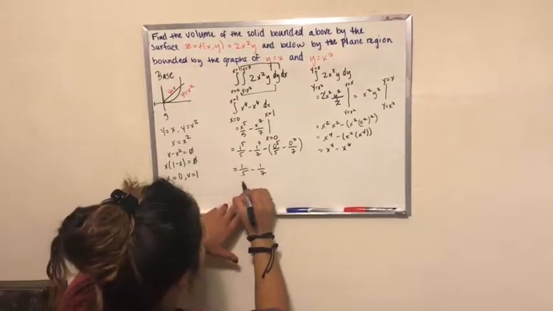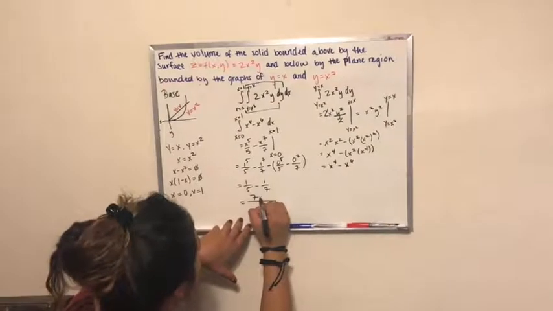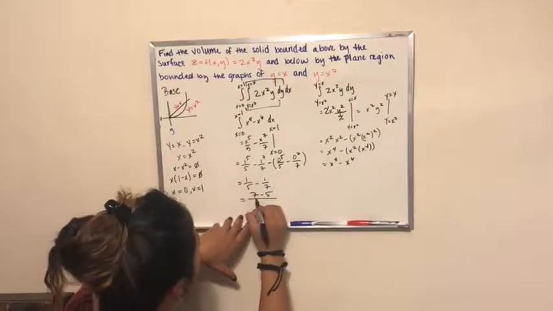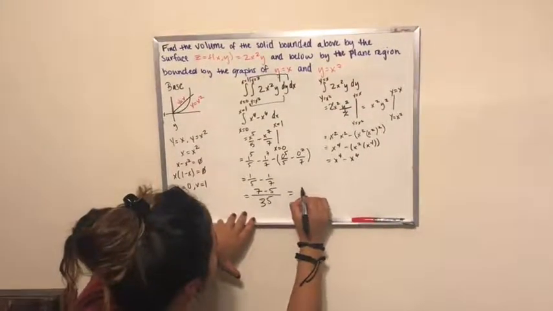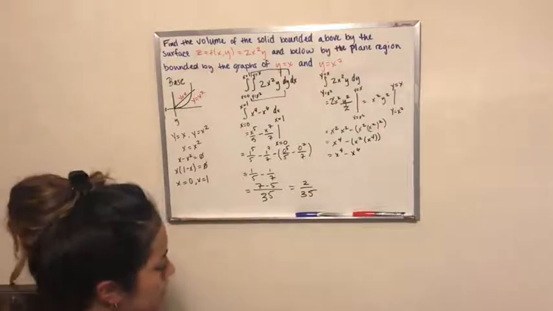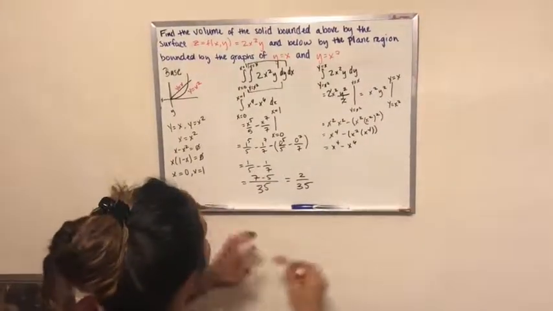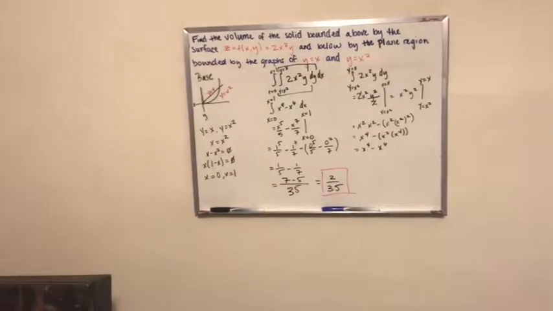And keep solving for this, and that's going to be 7 minus 5 over 35, which is equal to 2 over 35. And 2/35 is the units of volume of this solid.